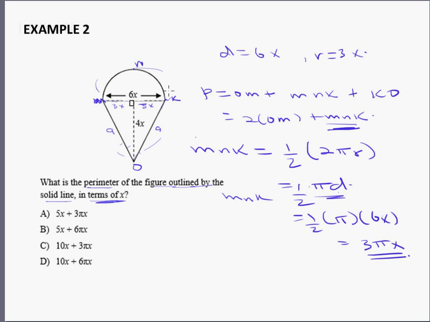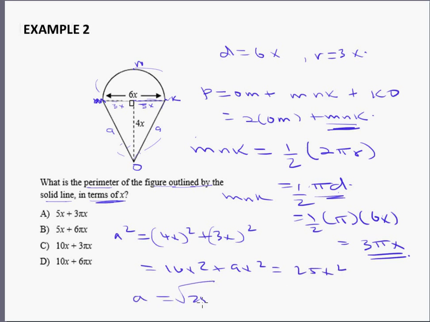So we have this distance here as that one. Now we need to find this distance here. Since this is 3x and this is 4x, this becomes a 3, 4, 5 triangle. So we know that a squared will be equal to 4x all squared plus 3x all squared, which is equal to 16x squared plus 9x squared, and that gives us 25x squared, and therefore a is equal to the square root of 25x squared, which is equal to 5x.